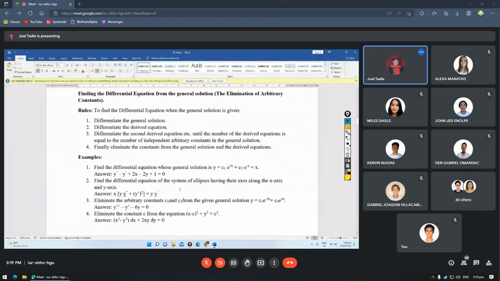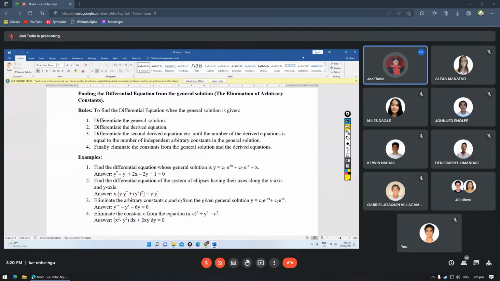Okay, so next, example, item number 2. Find the differential equation of the system of ellipses having their axis along the x-axis and y-axis. So, ang atong ellipse maghigda, no? Kay ang iyang axis kano along the x-axis. So nagpasabot nga ang iyang major axis naa sa x-axis. Unya ang iyang minor axis naa sa y-axis. So naghigda atong ellipse ani.